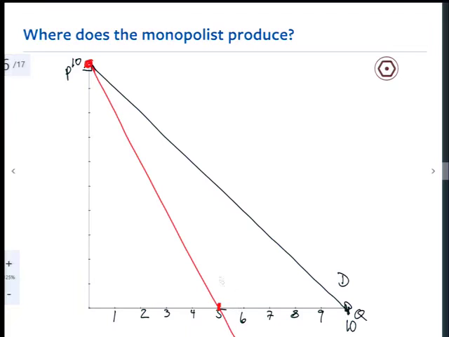This here is the marginal revenue curve. Isn't it beautiful? This is my marginal revenue curve. Okay. Let me see if we drew this right. 1, 2, 3, 4, 5. That's right. It cuts exactly halfway.